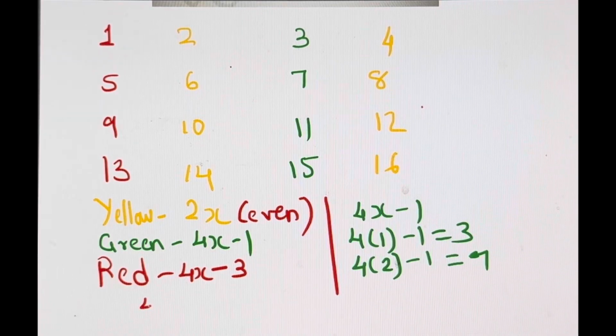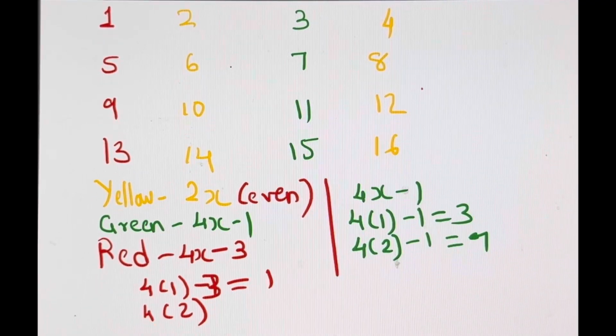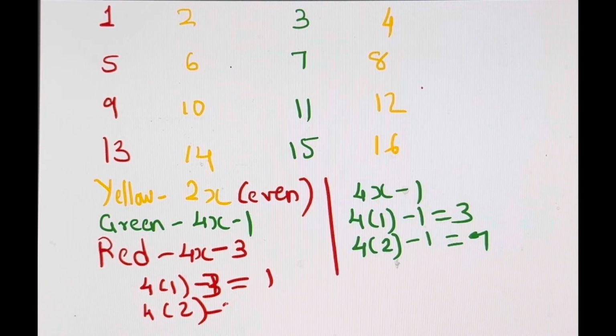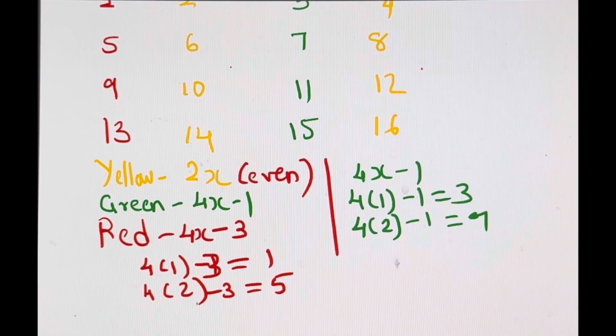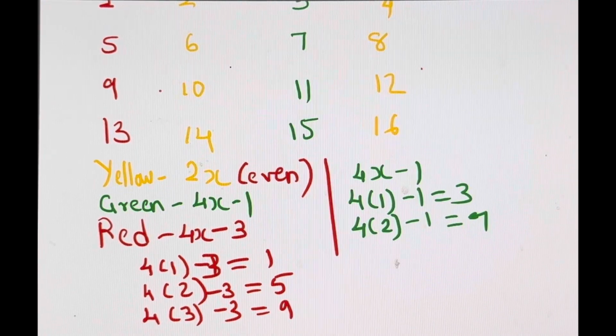We can also check for the red one, 4x minus 3. So if I check for the red one, if I take the value as 1, 4 1s are 4 minus 3 gives you 1. Then we take 4 into 2. 4 2s are 8 minus 3 is 5. So you're getting the next value. Similarly, if we take the third position of red, 4 into 3 minus 3. So 4 3s are 12, minus 3 is 9. So you're getting these numbers, right? So our formulas, the expressions which we have formed, are correct. You can cross check that way and understand it better, right?